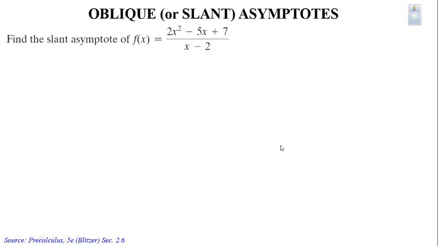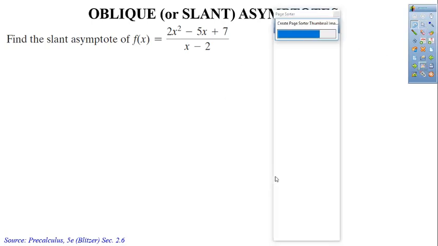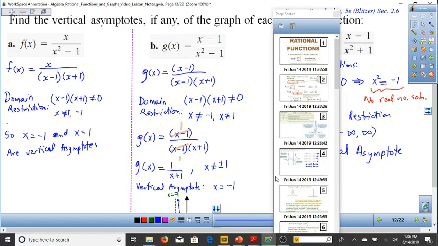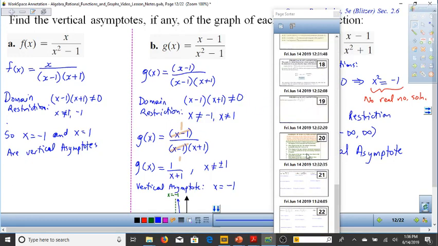So let's take a look at this example here. Pardon me a minute. Let's take a look at the example I just mentioned here.